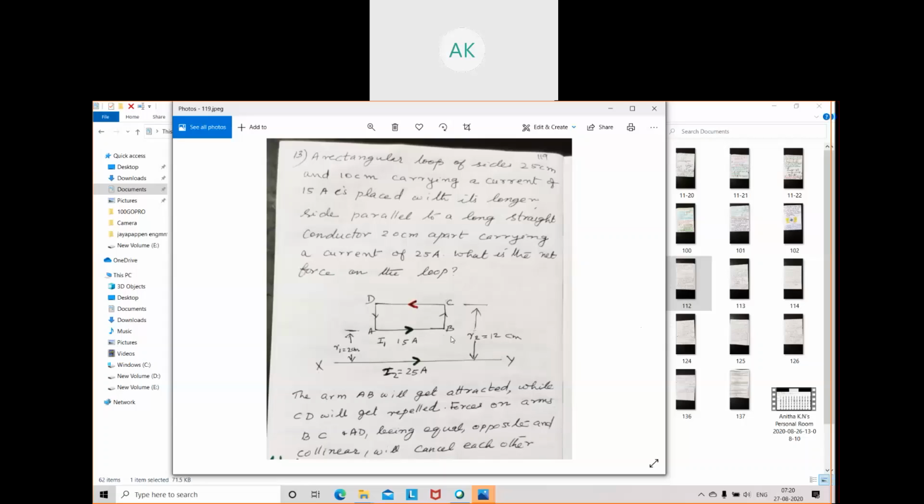Okay, then the longer side is parallel to a long straight conductor. Its longer side is parallel. So when you draw it, be careful. This is the longer side. The longer side is parallel to a very long conductor, XY, parallel to a long straight conductor, 20 centimeter apart.